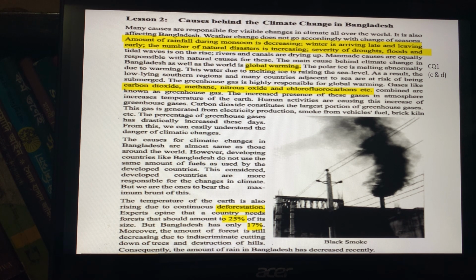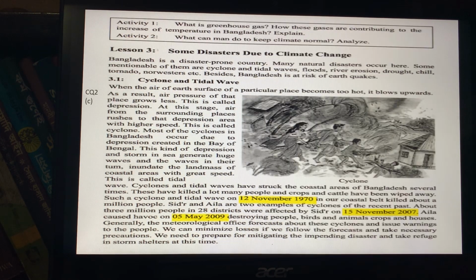Another reason is deforestation. Because of deforestation, temperature is rising. We don't have that much tree, we don't plant that much tree, and whatever forest we have, we are destroying those forests. And there is a rule that a country should have at least 25% forest of its size, but Bangladesh has only 17%. So we have to plant more and more trees.